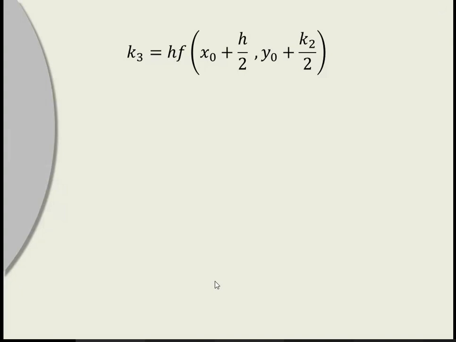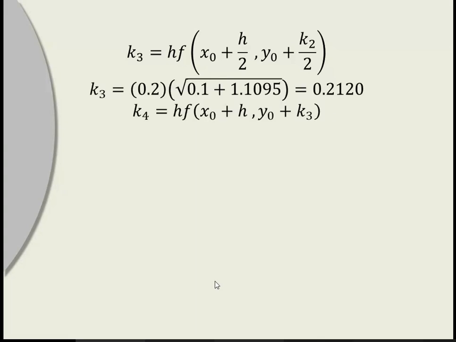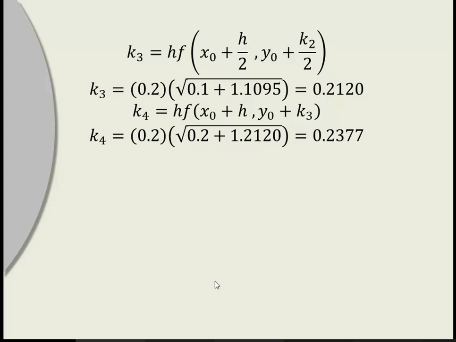Then find out k3 by using this formula: h into f of x naught plus h by 2, y naught plus k2 by 2. We know what are h, what is k2, x naught, y naught. Put those values to get k3. And then after getting k3, find out k4, and using all those values of k1, k2, k3 and k4, we can get k. After calculation, k3 comes out to be 0.2120.